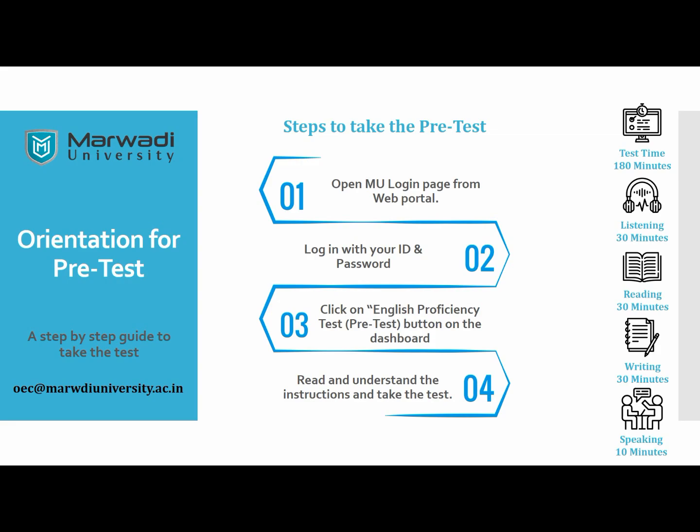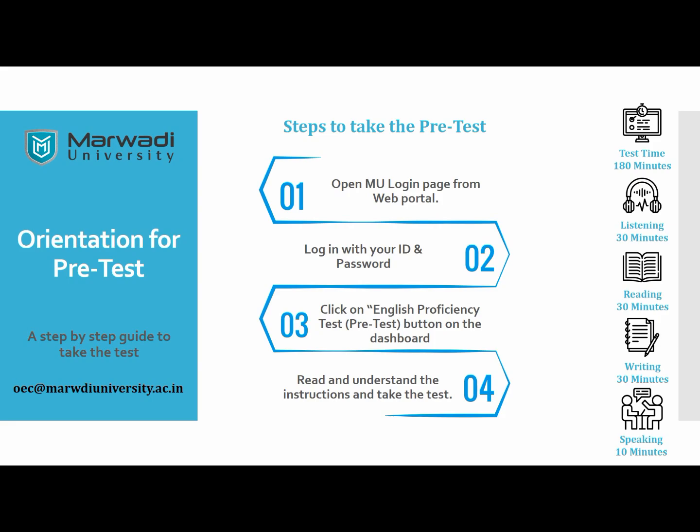Now, how to go for this pre-test? Step number 1 is you need to open the MU login page from the web portal. That means you go to Google Chrome, Safari, or Mozilla Firefox and you search for the MU login page on Google. You will find the link for the MU login page. After that, you need to apply your ID and password, that means the ID and password that you received through SMS from Marwari University.